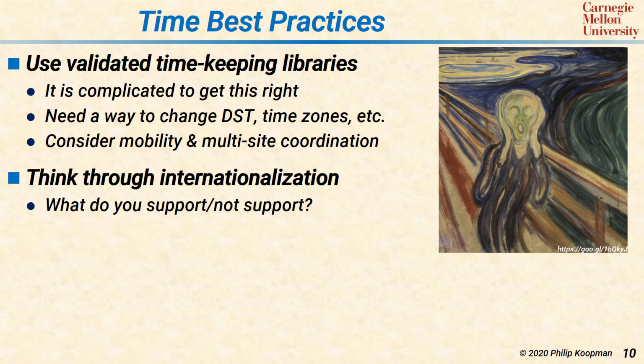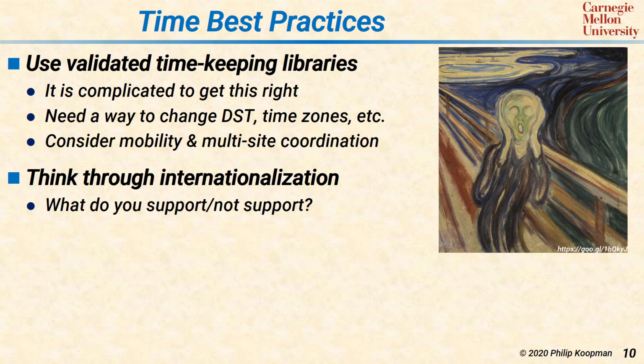Also, think through internationalization. Getting internationalization perfect is extremely difficult. It's very, very complicated. And so most systems don't try and do that. Most systems just say, look, we're going to support certain things, other things we're not going to support. And now that you've seen all the options for internationalization, it may become more apparent why there are so many systems that operate only in Chinese or operate only in English.